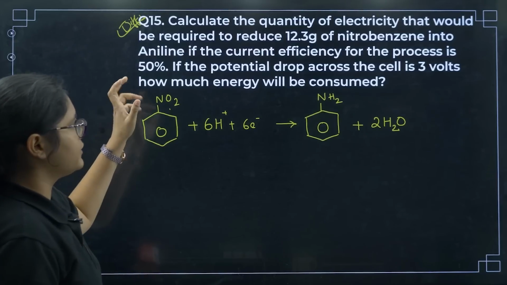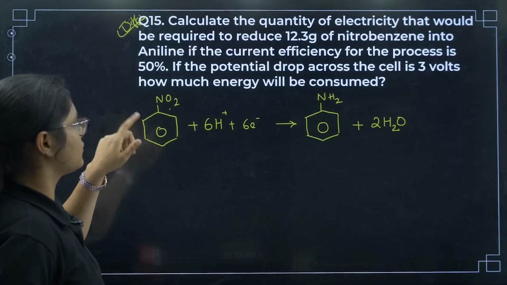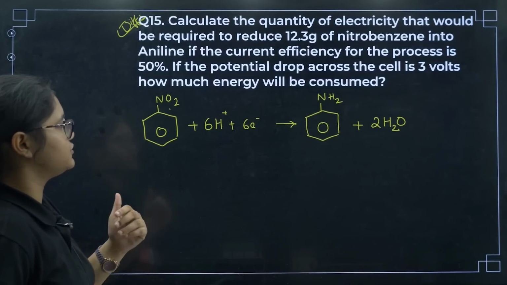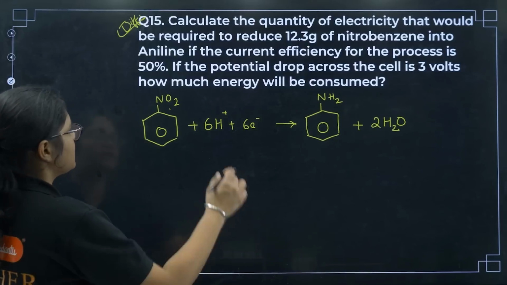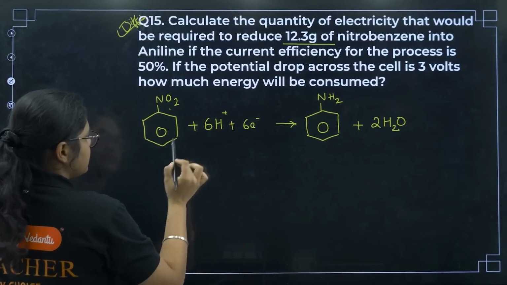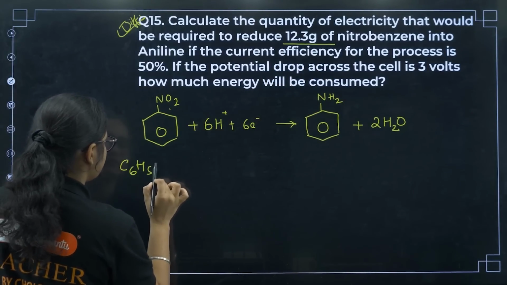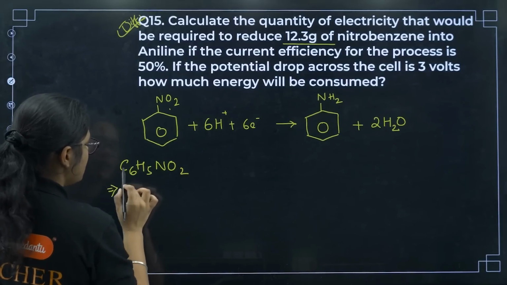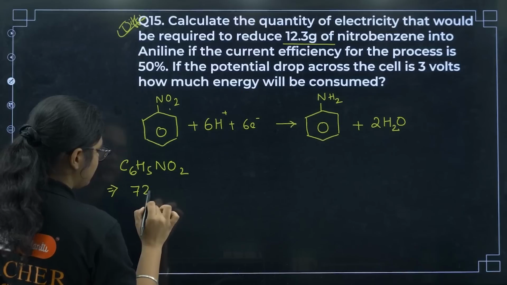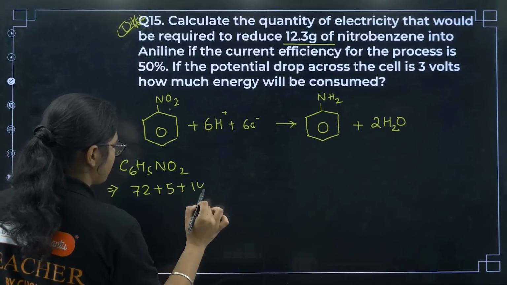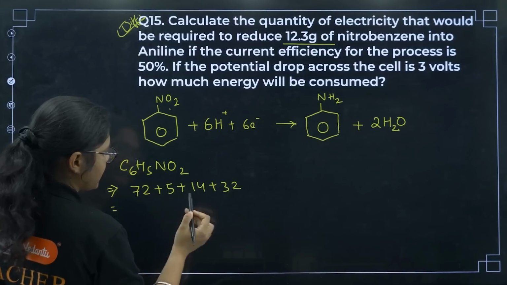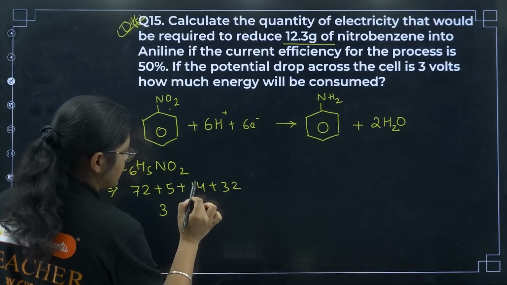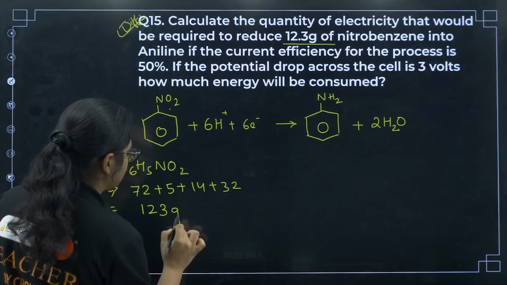Now the question asks, calculate the quantity of electricity that would be required to reduce 12.3 gram of nitrobenzene into aniline if the current efficiency for the process is 50%. Now this part is important. So nitrobenzene, if I just calculate, it is C6H5NO2, right? So what is the mass here? 12 into 6 is 72, plus 5, plus nitrogen is 14, oxygen is 32. If I add, it comes to 123 grams, right?